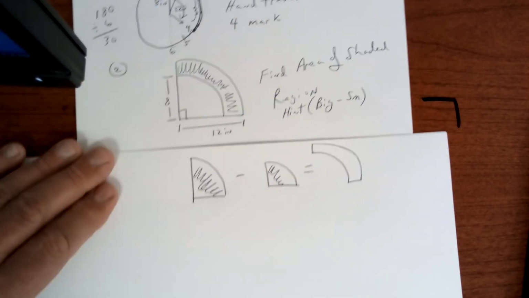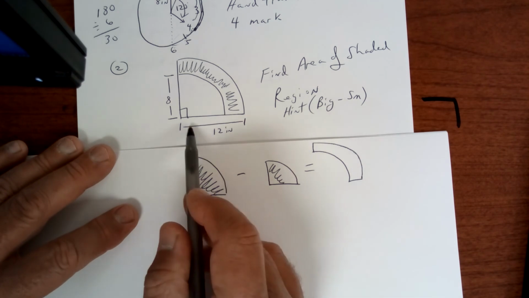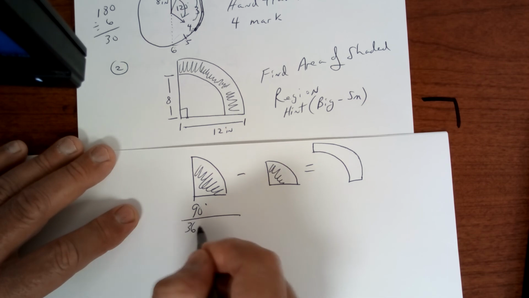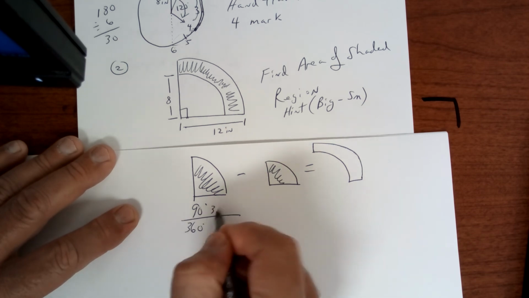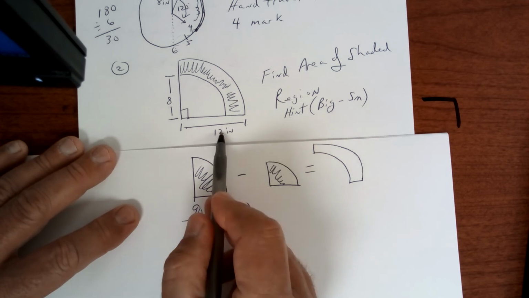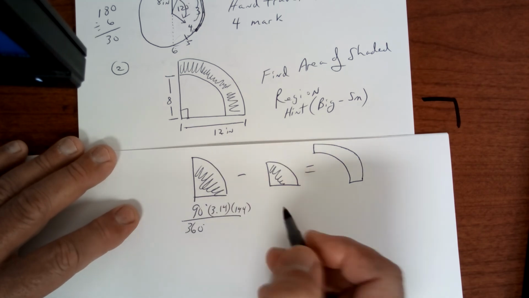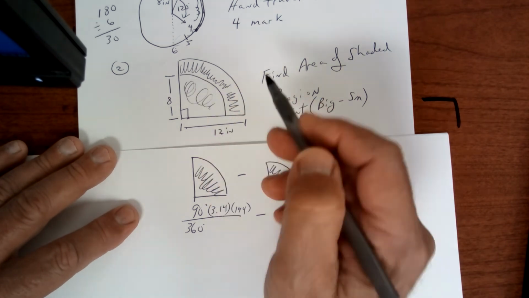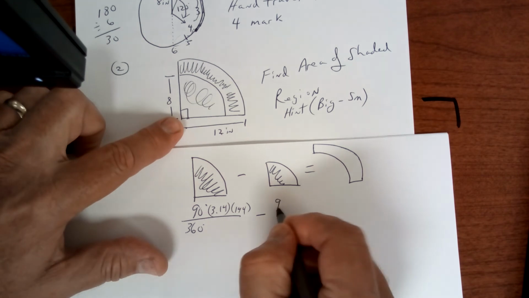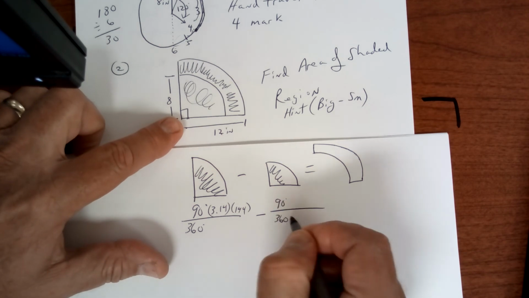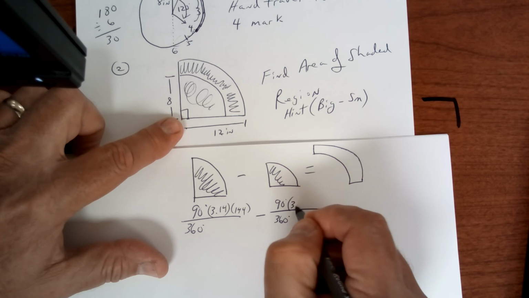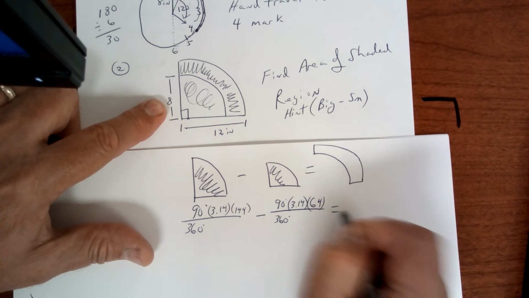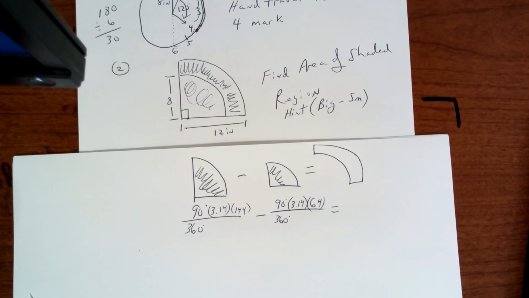So the big one is going to be 90 degrees over 360 pi, but it's radius squared. So 12 times 12 is 144. Minus the little one, which is this one, is going to be 90 over 360 times pi times the radius squared. So 8 times 8 is 64. And when you do that, you get the smaller one right here.